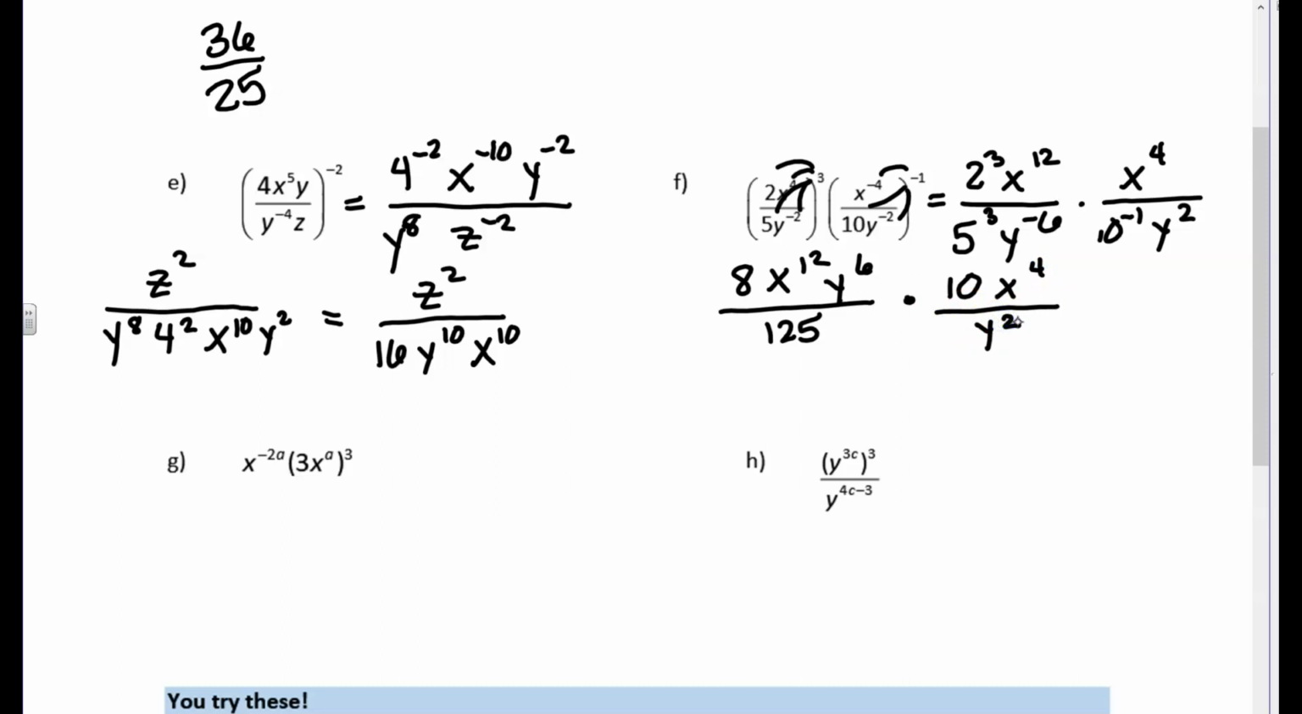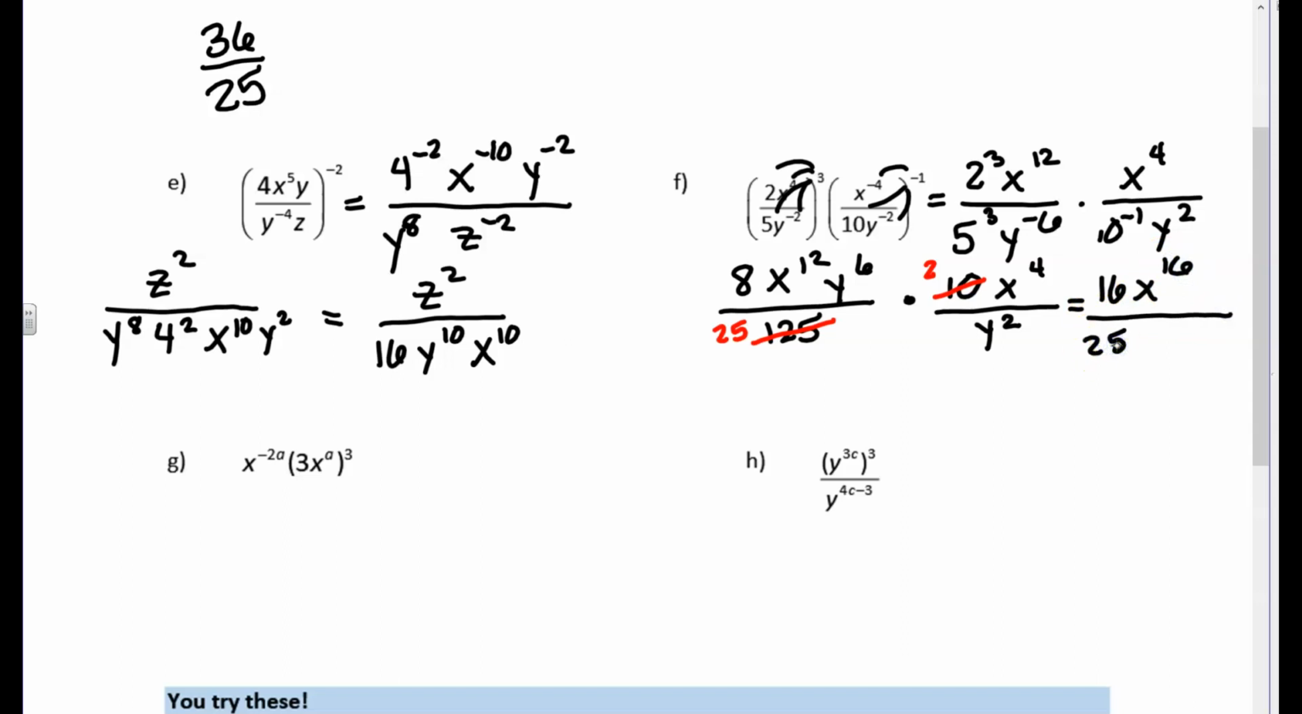I'm sorry. At this point, I am going to start combining these. The 125 and the 10 can reduce because there's a 5 in each. This would leave a 2 and a 25. And I'm going to go ahead and combine my x to the 12th and my x to the 4th with addition. So here we have 8 times 2 gets me 16. x to the 12th and x to the 4th gets me x to the 16th over, we have the 25.